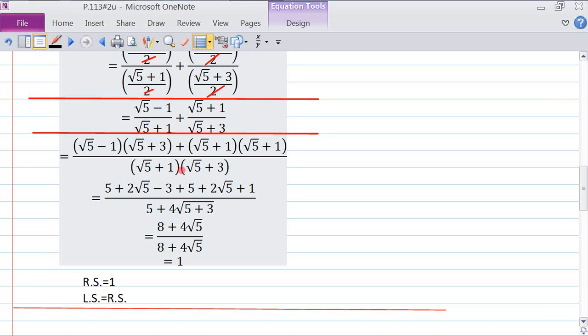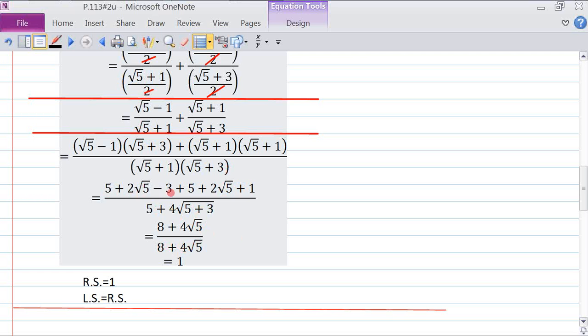Now, when I do the denominator here, root 5 times root 5 gives me 5. The inner and outer terms, this is 1 root 5 and 3 root 5 sums to 4 root 5. And the last times the last gives me plus 3. So 5 plus 3 equals 8 plus 4 root 5.